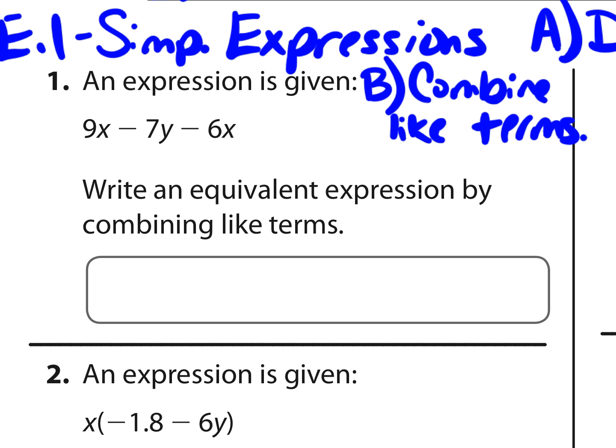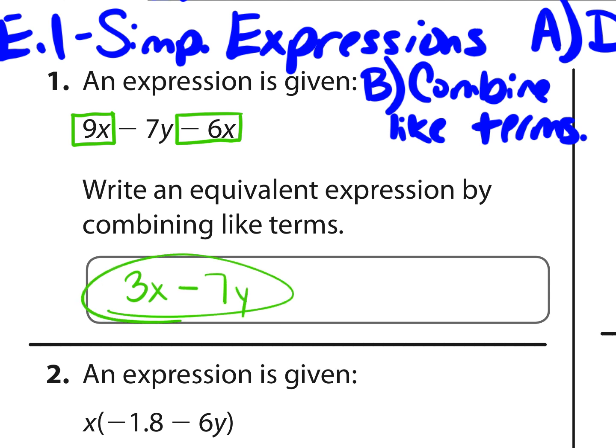Number 1 says an expression is given. Write an equivalent expression by combining like terms. So when we're simplifying, first we look for the distributive property, and we do not have that here. But we do have these like terms, 9x and negative 6x. All we do is combine them: if I have 9 x's and subtract 6 x's, I have 3 x's. I'll bring down that minus 7y, and we're done.